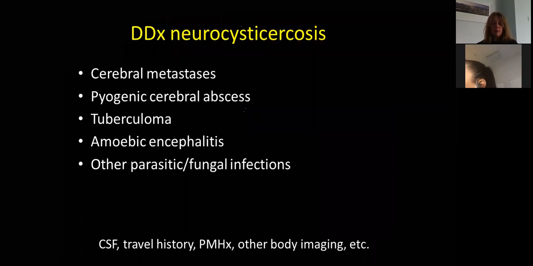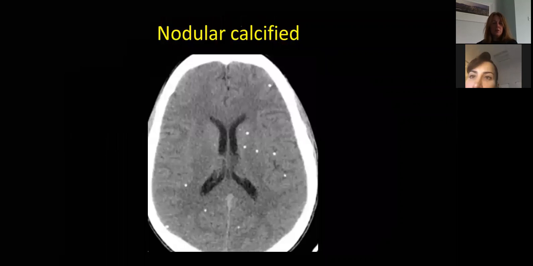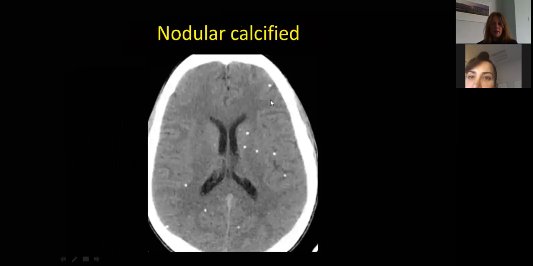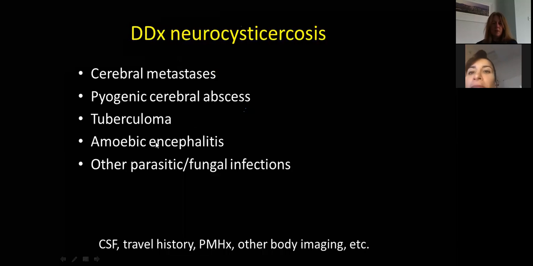So if you see this, what's the differential? Well, it could be Mets. It could be old abscess. I think the extent of these would be against it being abscess. You can get, obviously, from endocarditis, multiple microabscesses. I still think it would probably be unlikely to be abscesses in this case because there's so many. Tuberculosis for sure, previous amoebic infection, and then other bizarre parasitic infections.